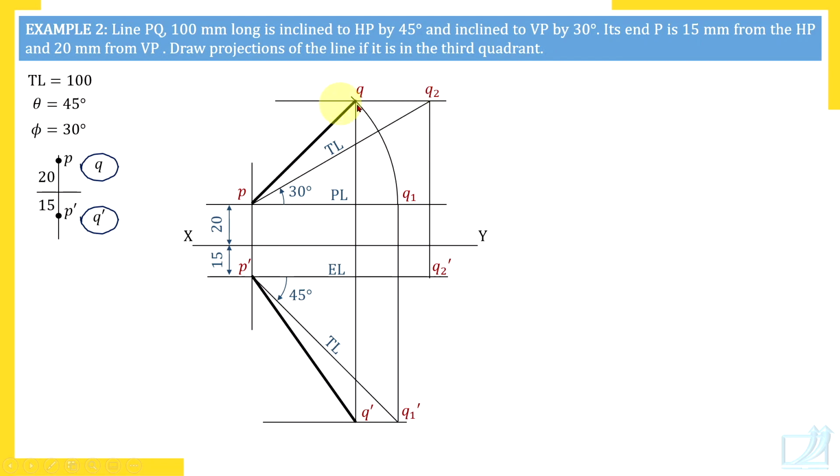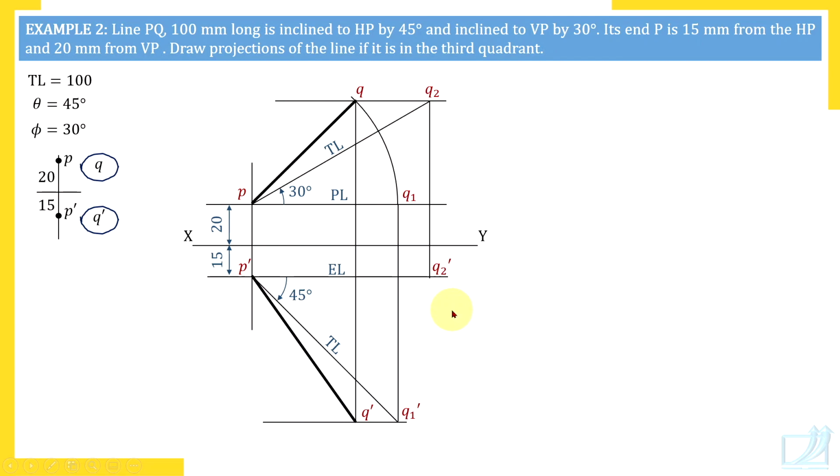Q and Q2 on a horizontal line, Q dash and Q1 dash on a horizontal line. If they are not, that means you have lost the marks. If not, that means your drawing is wrong. So, Q dash and Q1 dash must be on a horizontal line. Also check, two views of a point lie on the same projector: P and P dash on a vertical line, Q and Q dash on a single projector, Q1 and Q1 dash on a single projector, Q2 and Q2 dash on a single projector.